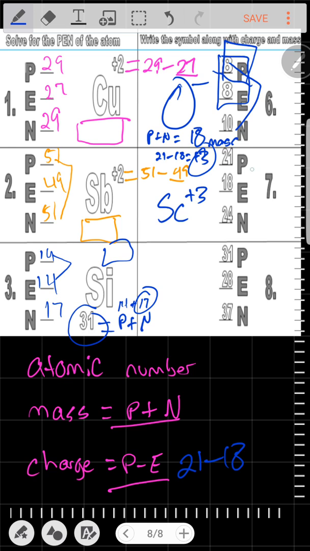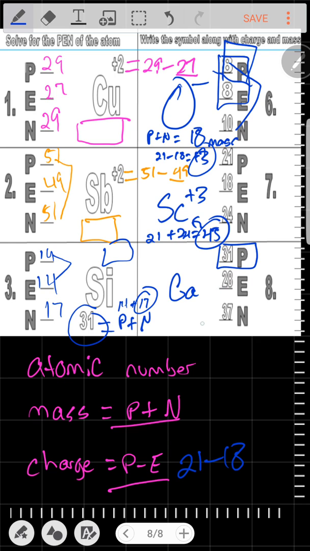And let's determine mass. Mass equals protons plus neutrons. So 21 plus 24 equals a mass of 45. So that's my mass of 45 right there. The last one, I need to find the atomic symbol, and that's going to be my proton number. My proton number is going to be 31. So let's go and look at it. So 31 is going to be Ga for gallium.